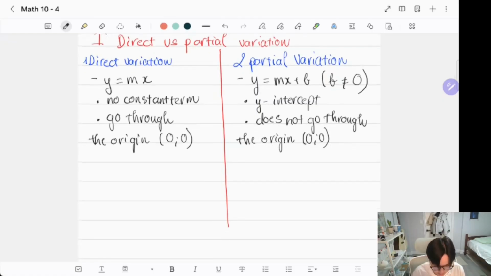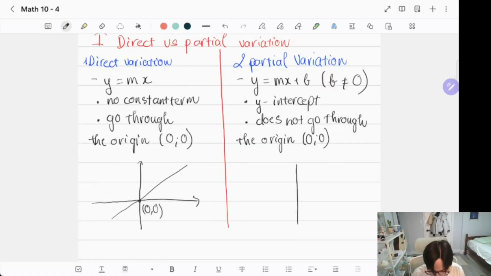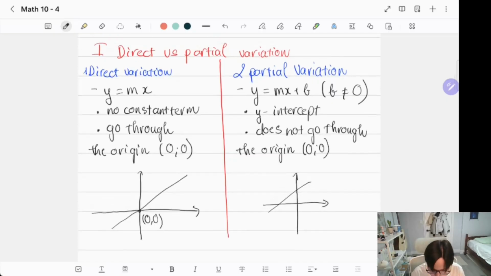Okay, so I can put an example right here for us. Here's the plane, and the direct variation will be like this. It goes through the origin, which is 0 and 0, right? But for partial variation, I draw a plane right here. This can be like this, and this does not go through the origin, which is this point, 0 and 0.